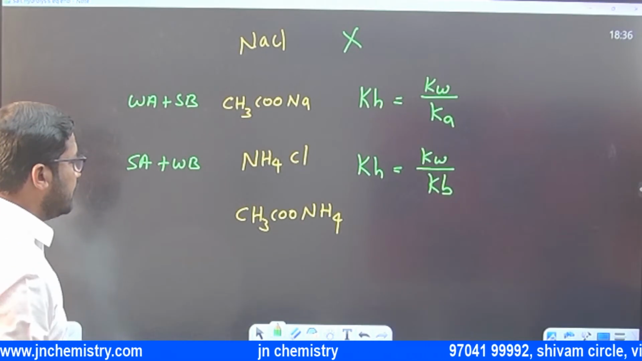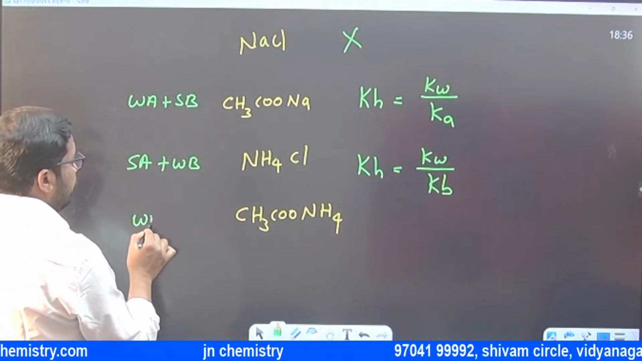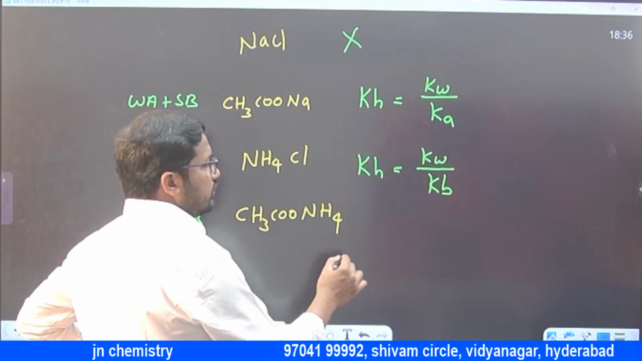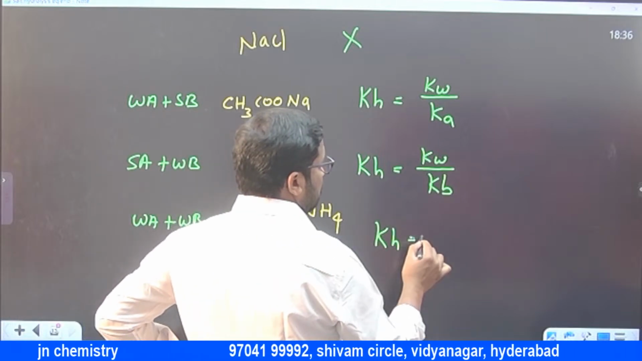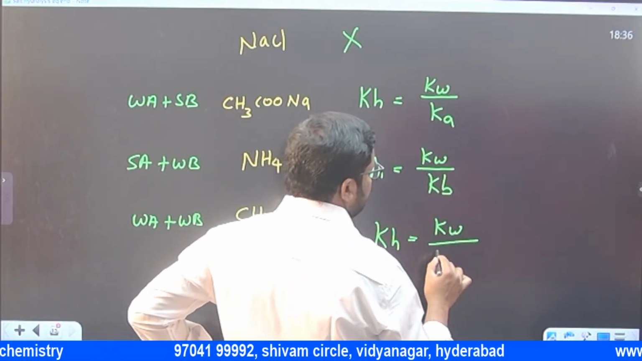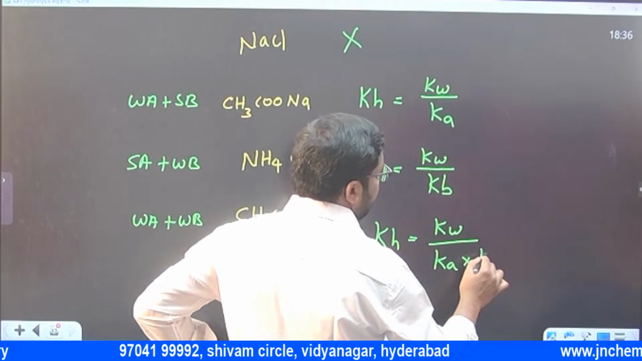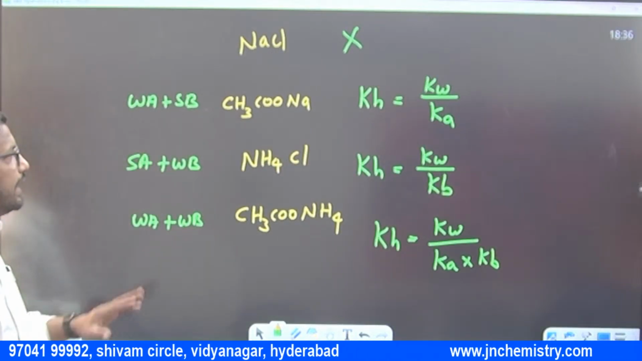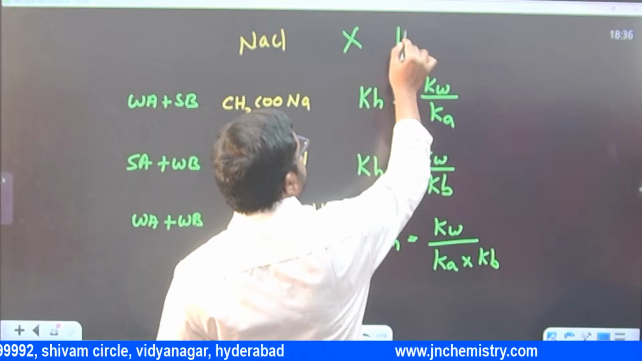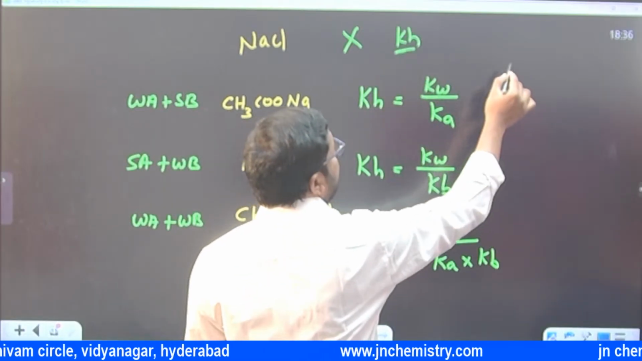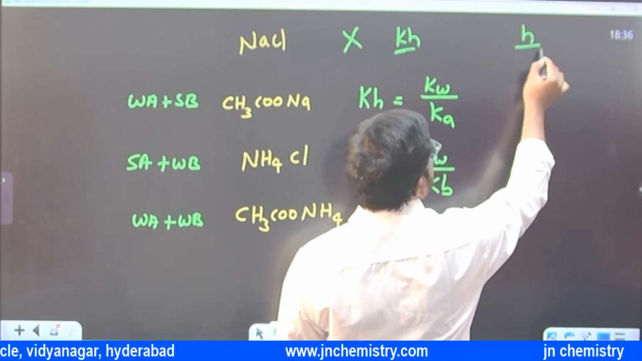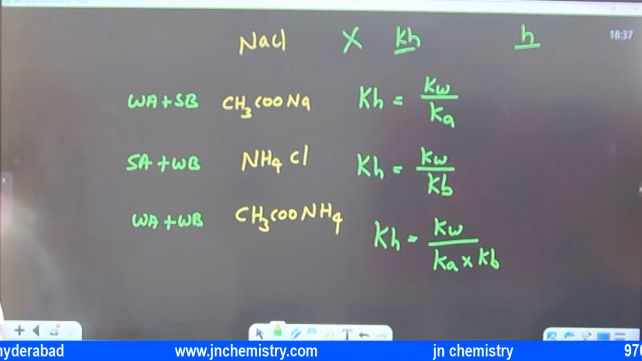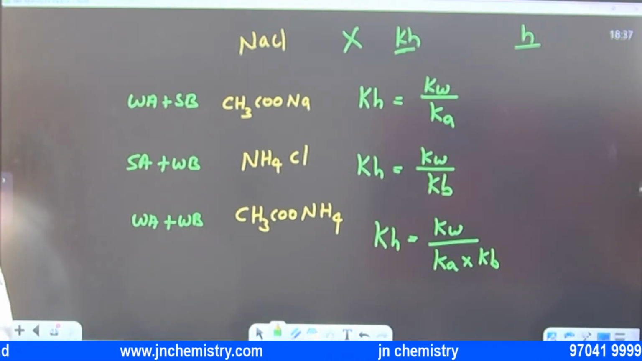And in this case, weak acid plus weak base. Salt of weak acid plus weak base. KH is equal to Kw by Ka into Kb. Okay. So these KH values we should know first. And hydrolysis, degree of hydrolysis. What is the degree of hydrolysis for weak acid and strong base?